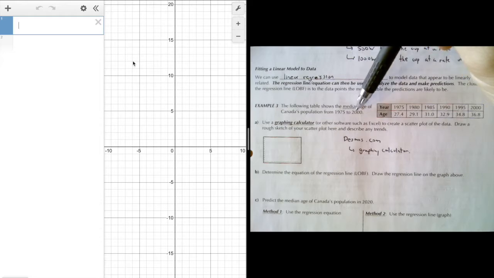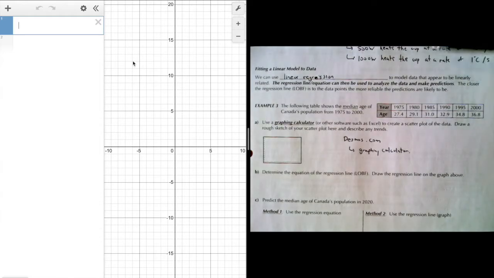What we're going to do is we're going to take this table right here and we're going to insert it into Desmos. And then we're going to run linear regression. So we're going to get a line of best fit on Desmos, and we're going to use that line to answer some questions. Our table is about the median age of Canada's population from 1975 to the year 2000.